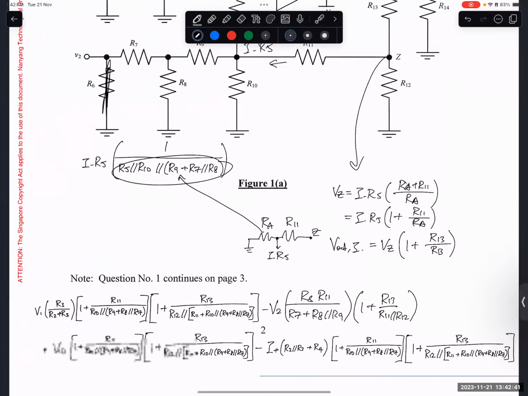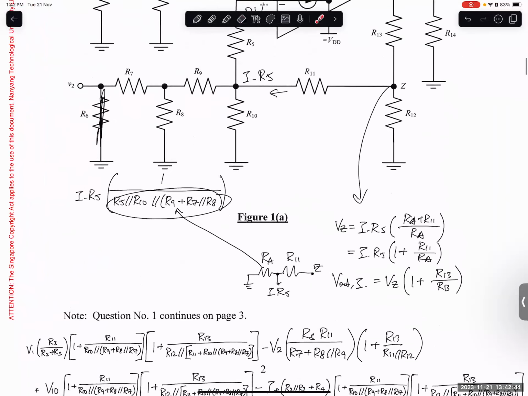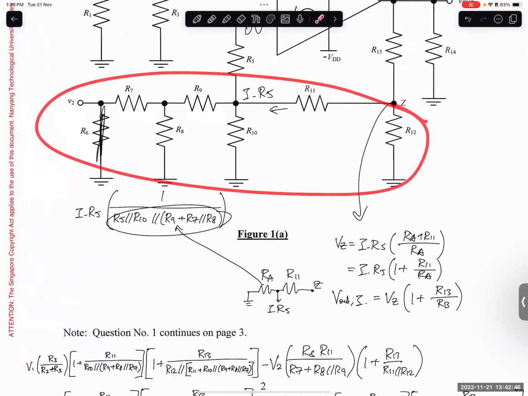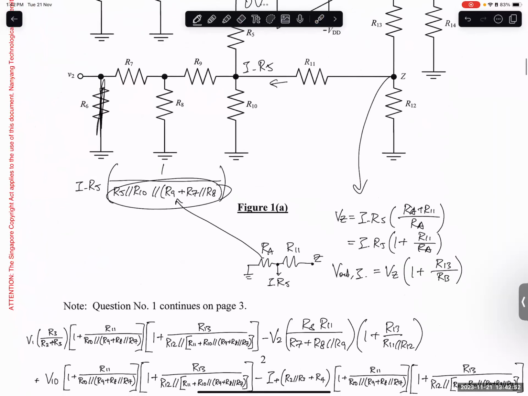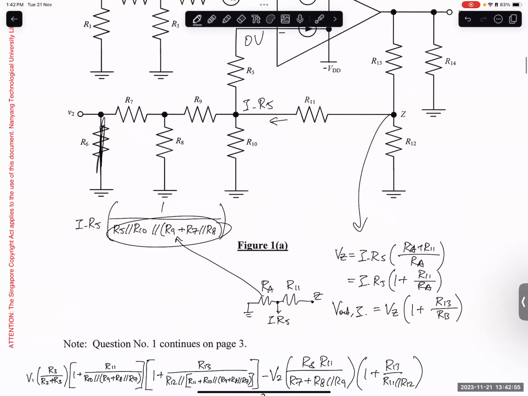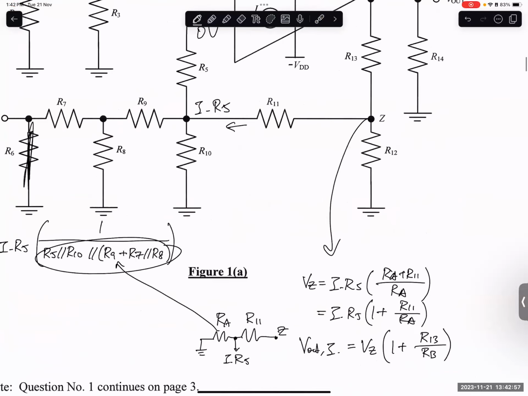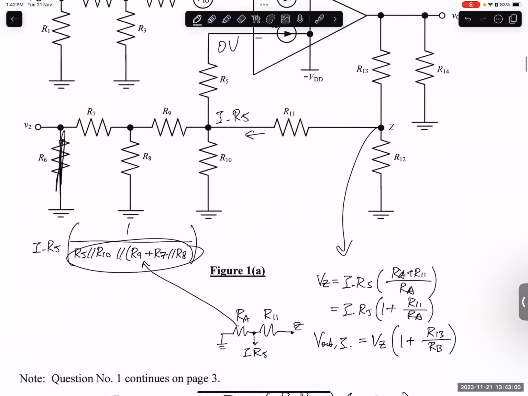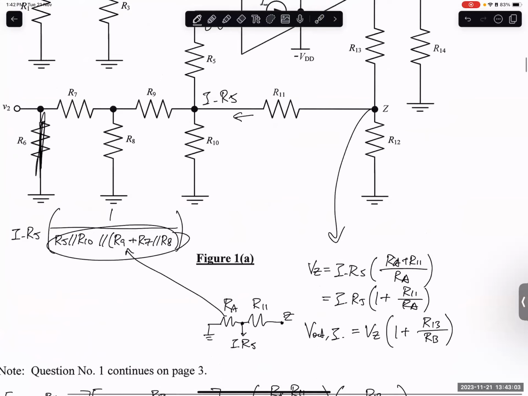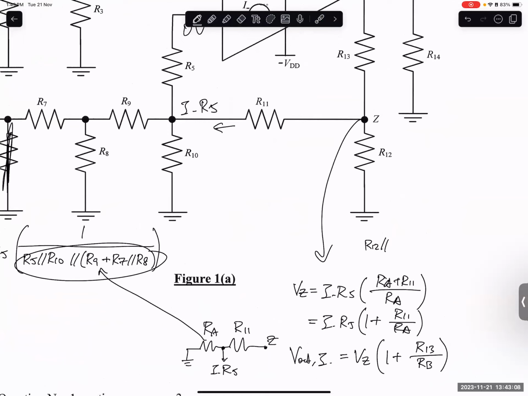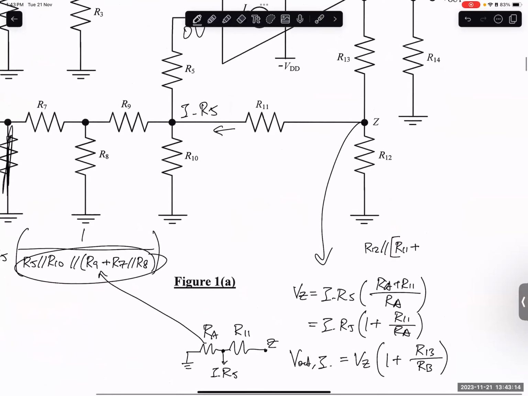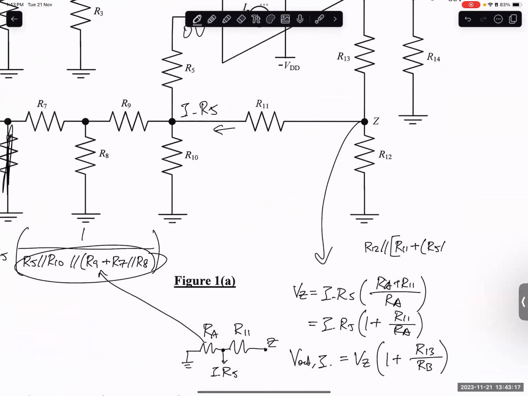Right, R13 comes from here. This R13. This is RB. So to write out the full thing, now we got RA, we just need to calculate RB, right? So I'm actually doing multiple methods in one go, but sure. So RB is actually just R12 in parallel with, maybe I do a bracket, R11 plus R5 parallel R10.